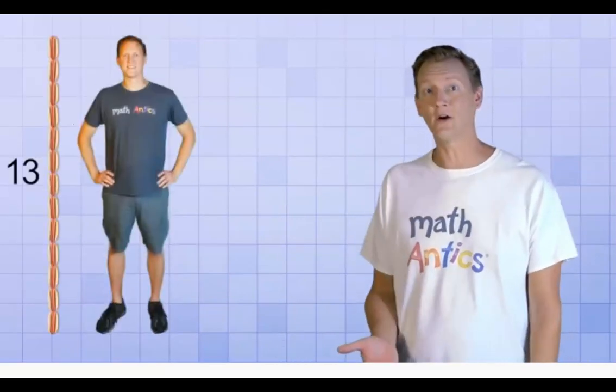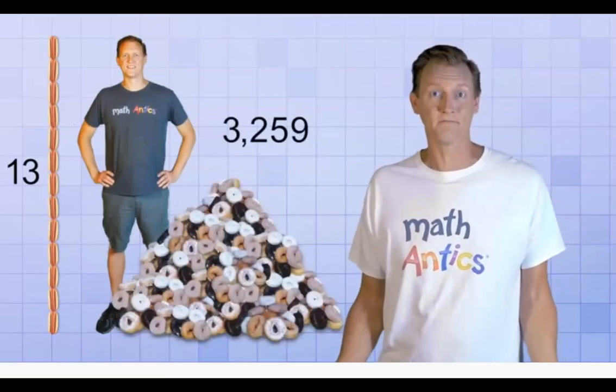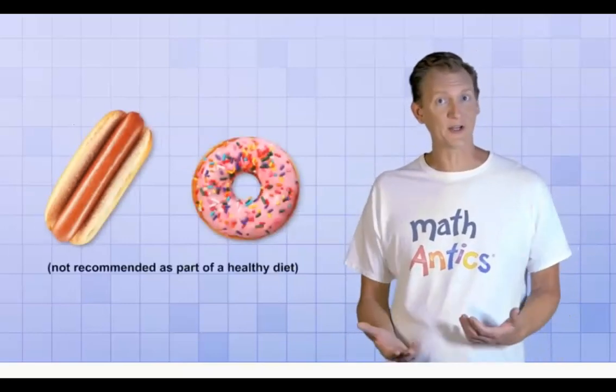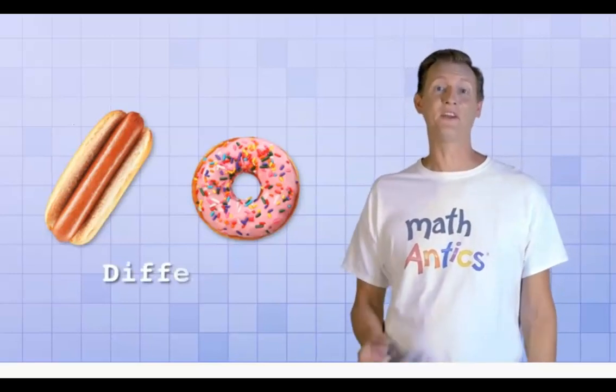In fact, we could agree to use just about anything as a unit of measurement. I could tell you that I'm 13 hot dogs tall, and my weight is 3,259 donuts. The problem with those units is that hot dogs and donuts aren't very consistent, and unless you and I are using exactly the same hot dogs and donuts to measure, we'll probably come up with different results.